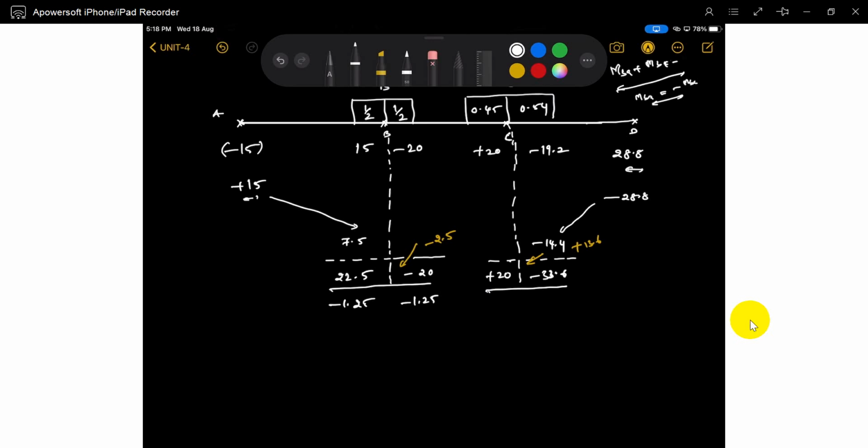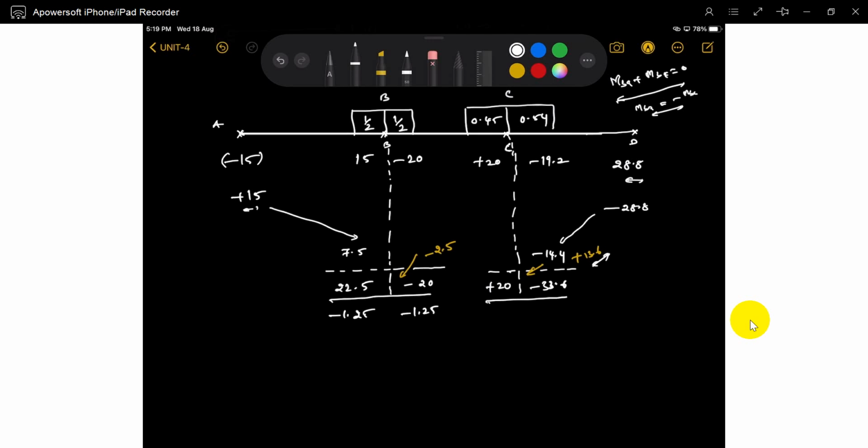See, same thing. Now observe. We have to apply plus 13.6 at joint C. How is it distributed among CB and CD? Same thing, based on the distribution factors. Of the 13.6, 0.45 goes to CB and 0.54 goes to CD.